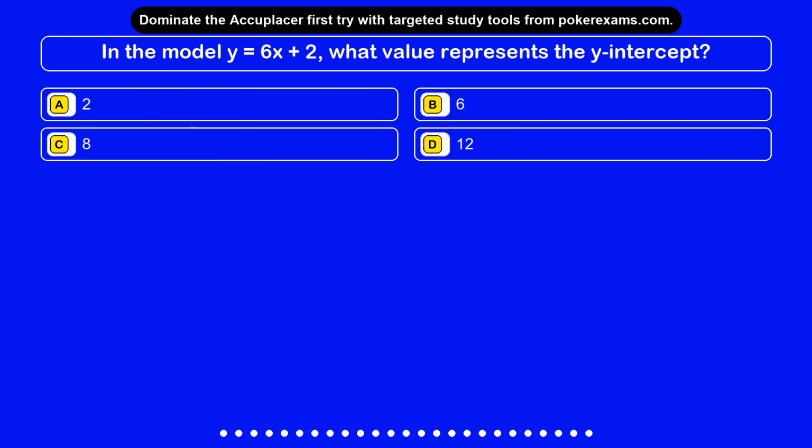Question 11. In the model y equals 6x plus 2, what value represents the y-intercept? Option A, 2. Option B, 6. Option C, 8. Option D, 12.